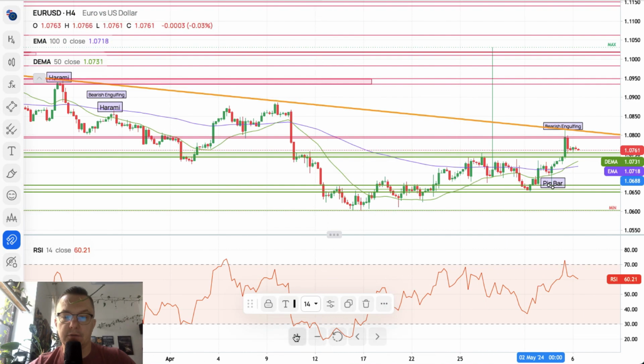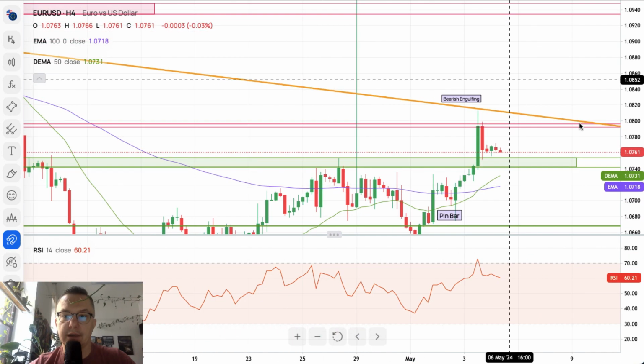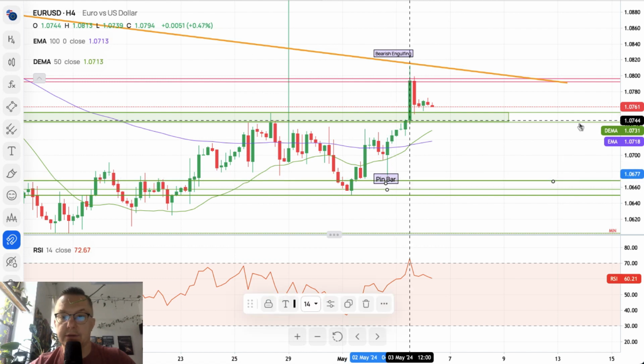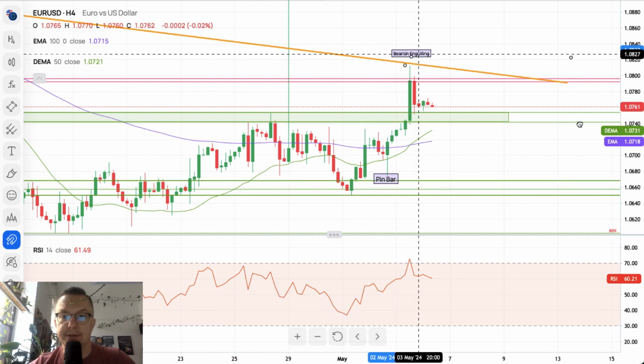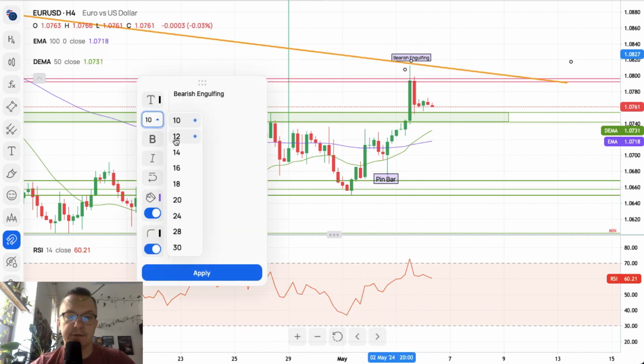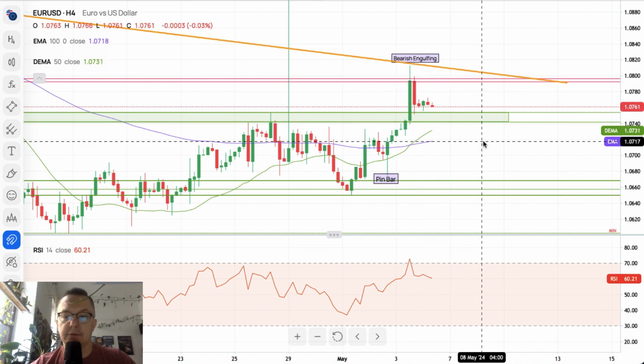So there you go. This is the updated version of the chart of the euro dollar, and we got this pin bar here. Then we got this bearish engulfing. Let me just make it a little bit bigger so you can see. There you go. And after the bearish engulfing, the outlook remains short term bearish.